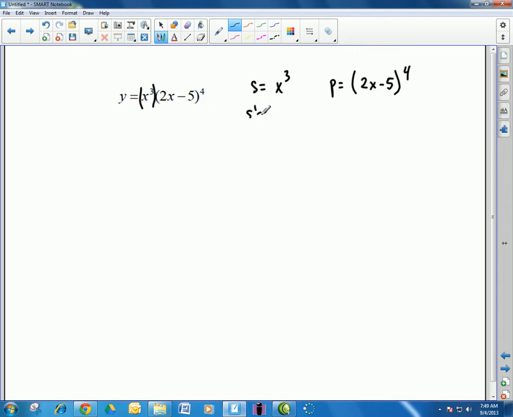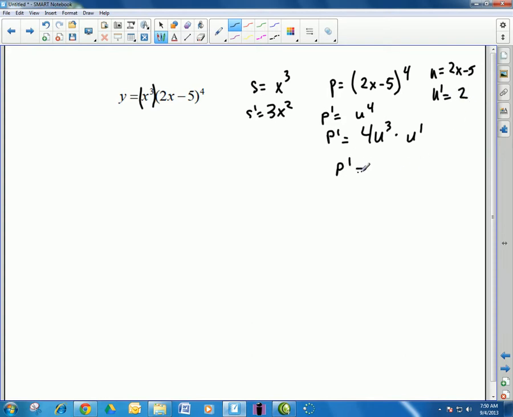So the derivative here is simple. It's going to be 3x squared. However, the derivative of p is a little less simple because you would have your u inside. So this would be like u to the fourth. And so the derivative of u to the fourth is 4u to the third times u prime, where u is the 2x minus 5, and then the derivative of u is just 2.